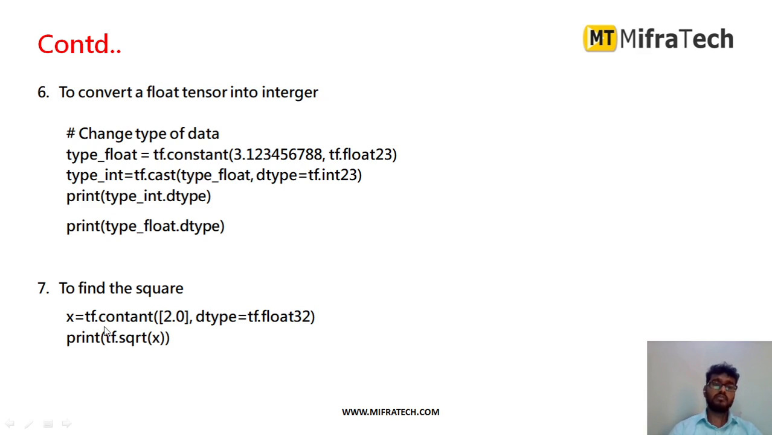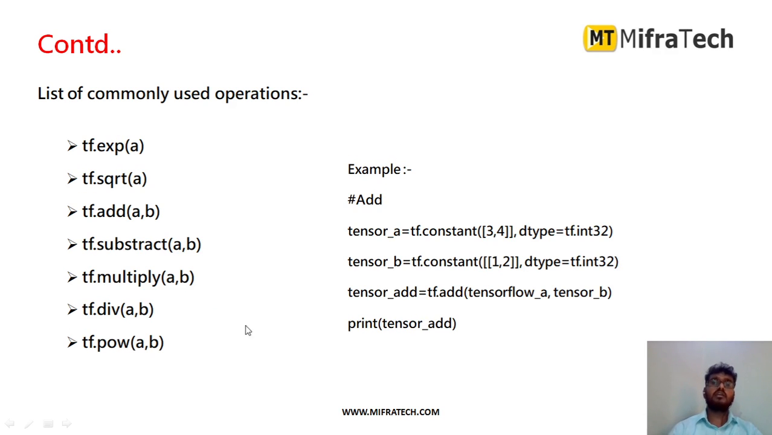We can also find a square root. To do that we mention tf.constant of 2.0. To find the square root of this data, we use tf.sqrt of x. This is going to give us the square root of the matrix. There are a lot of operations we can perform using TensorFlow. So these are the operations.